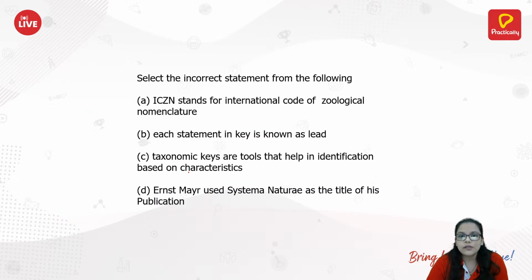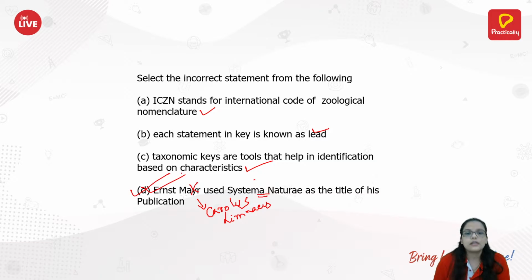Select the incorrect statement from the following. ICZN stands for International Code of Zoological Nomenclature. Okay, that is right. Each statement in a key is known as a lead. This is also right. Taxonomic keys are tools that help in identification based on characteristics. Right? Honest Mayor used Systema Naturae as the title of his publication. This is wrong because Carolus Linnaeus did it. Carolus Linnaeus wrote Systema Naturae. So the answer is D.